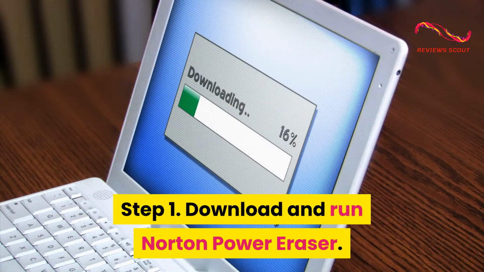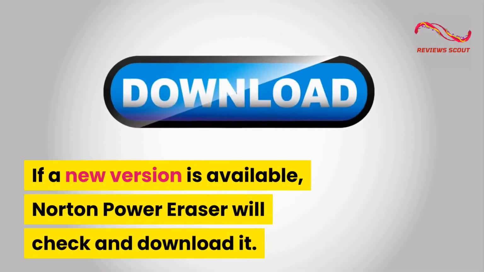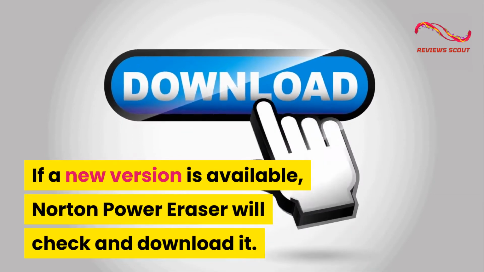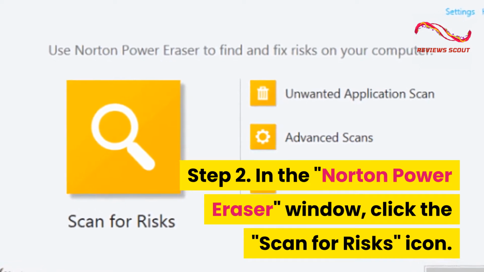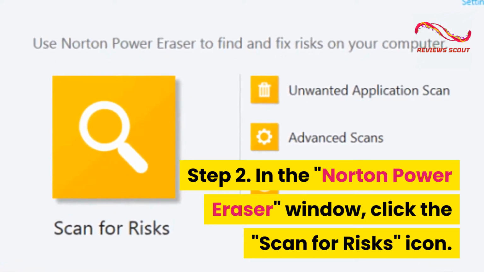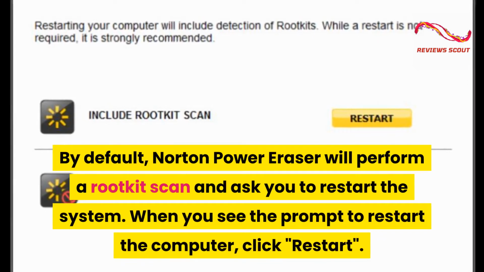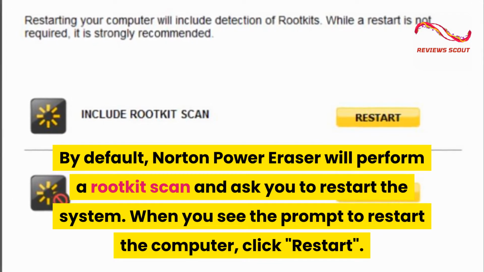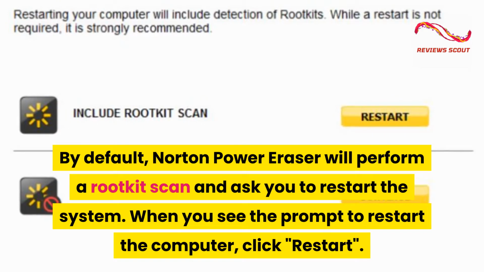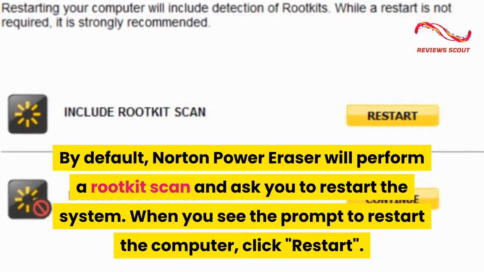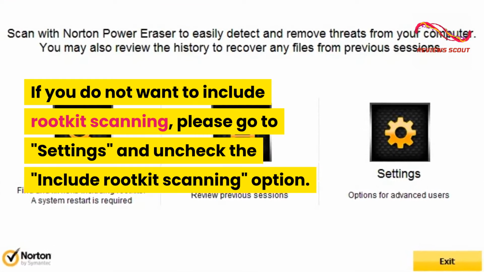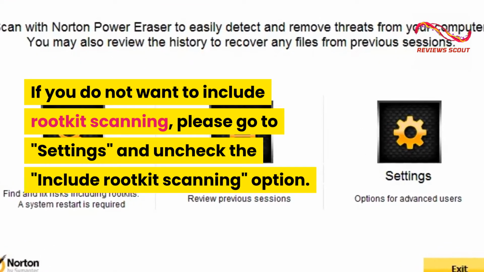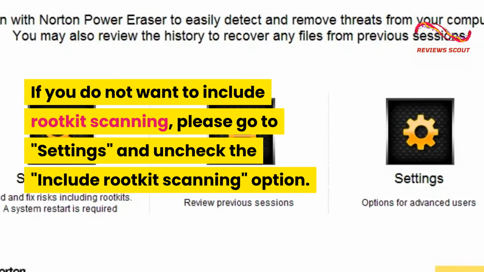Step 1. Download and run Norton Power Eraser. If a new version is available, Norton Power Eraser will check and download it. Step 2. In the Norton Power Eraser window, click the Scan for Risks icon. By default, Norton Power Eraser will perform a rootkit scan and ask you to restart the system. When you see the prompt to restart the computer, click Restart. If you do not want to include rootkit scanning, please go to Settings and uncheck the Include Rootkit Scanning option.